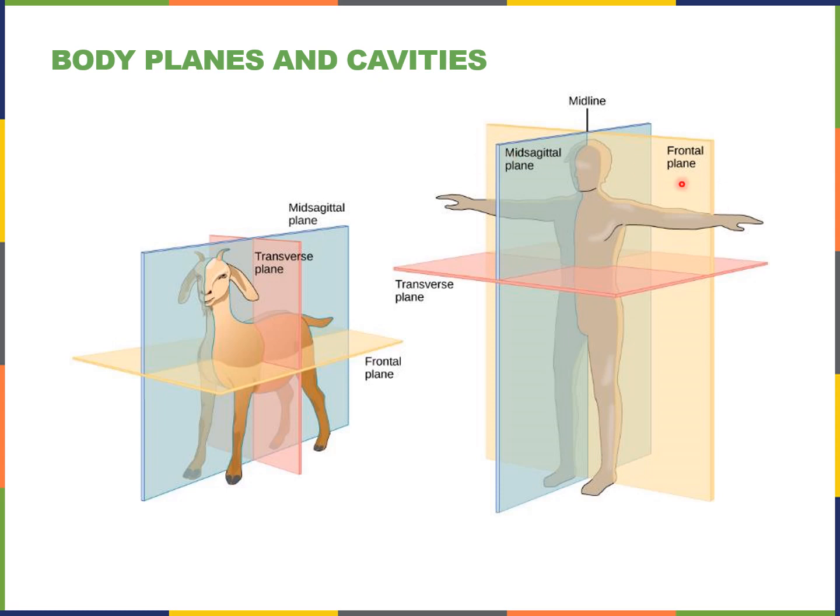Frontal plane here, again, a little bit different than the four-legged here, but that's what we see: sagittal, frontal, and then transverse.